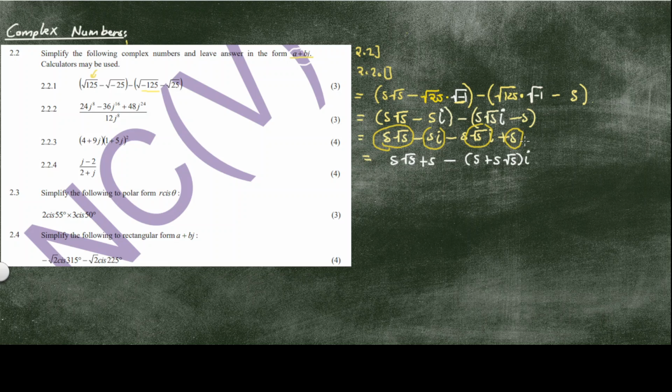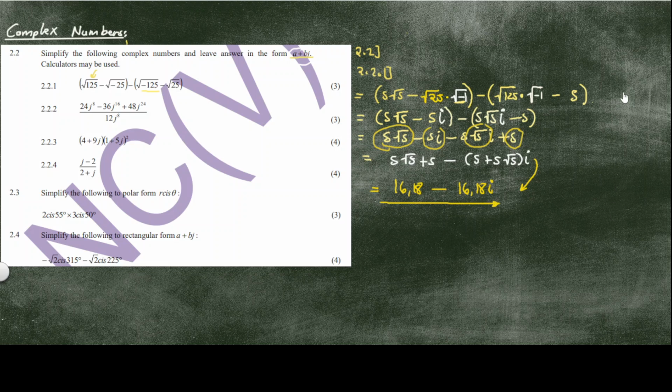Okay, but another thing you can do: you can also write it in decimal as well. So you're just going to add the 5 square root 5 plus 5, and then you're going to get 16.18 minus, and then you're going to have 5 plus 5 square root 5 equal to 16.18 i. So this is going to be your final answer. You can also leave it like this in decimal form, right? In decimal form.